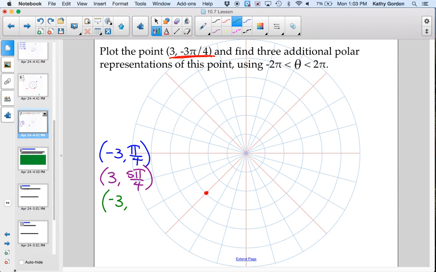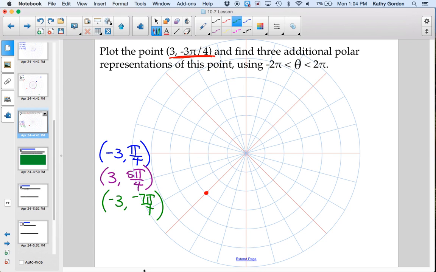Okay. Negative 7 pi over 4, negative 3. Negative 7 pi over 4. We're done. Negative 7 pi over 4, negative 3. Oh yeah, because you go all the way around and then you go back.